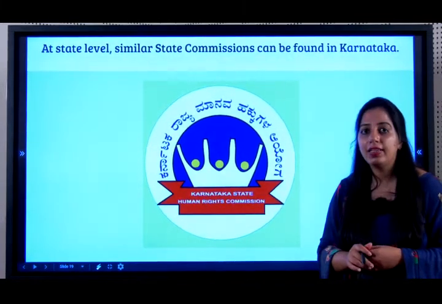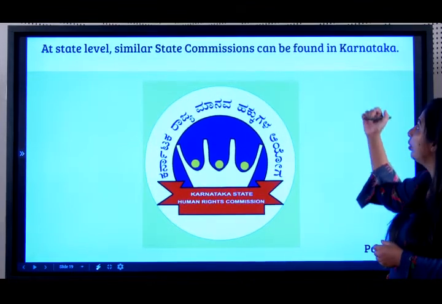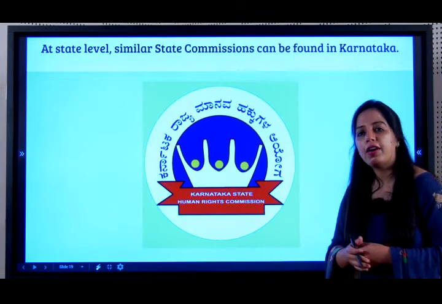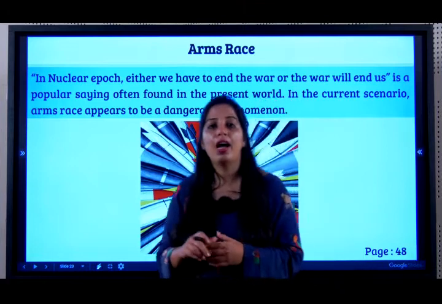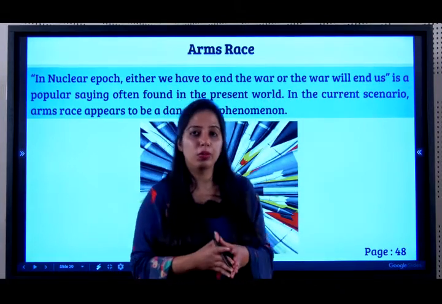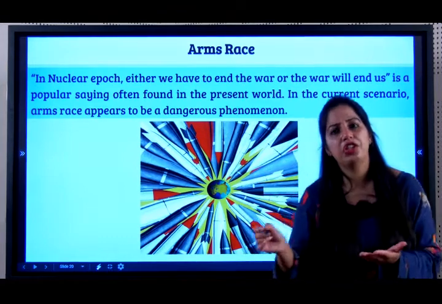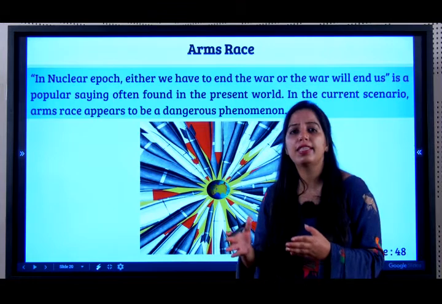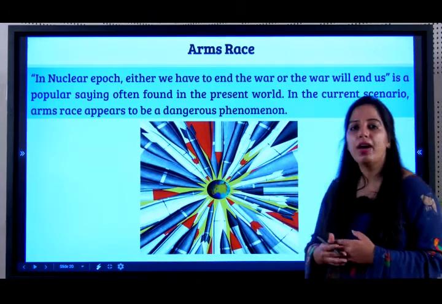At a state level, India has also made the State Commission for Human Rights. Even the State Commission for Human Rights can be found in Karnataka. Students, we studied how human rights was a global problem, how we took a journey from just signing a declaration to actually having an institution that takes care that human rights are implemented or not. Now we will look at the next global problem, arms race.